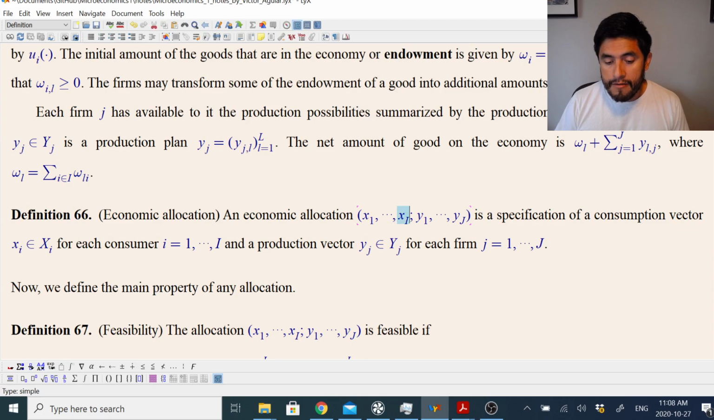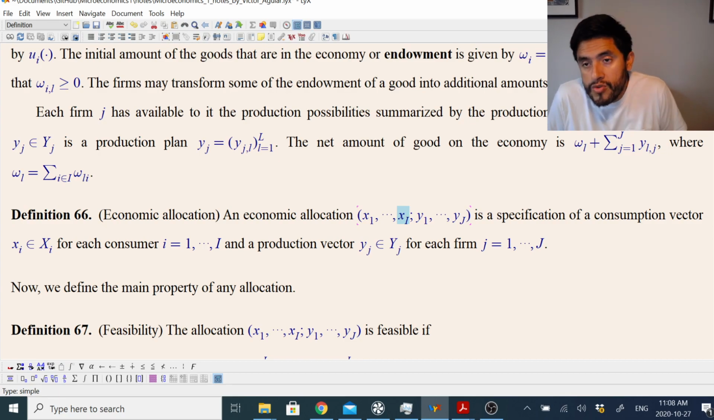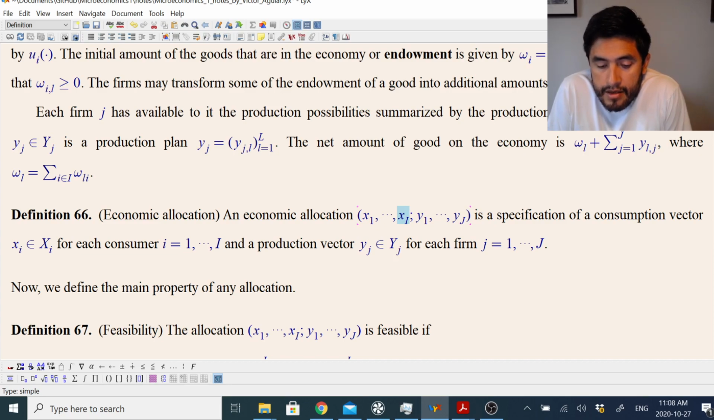And then here you have the consumption of consumer capital I. So we stack them together as columns, so now we have a matrix, right? The rows are L, because we have L goods, and then the columns are I.